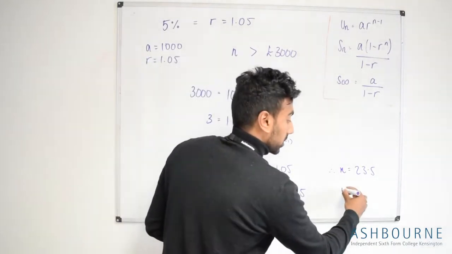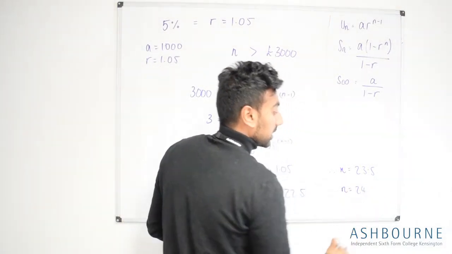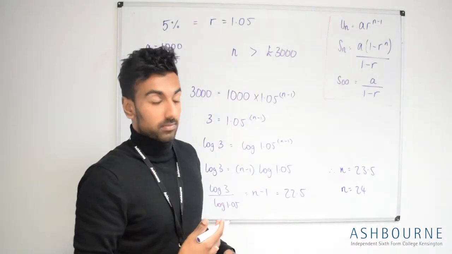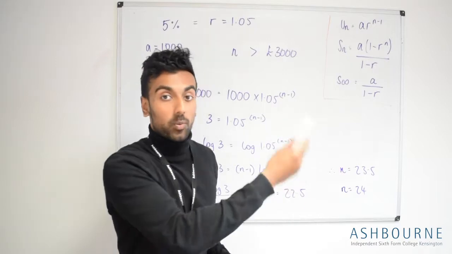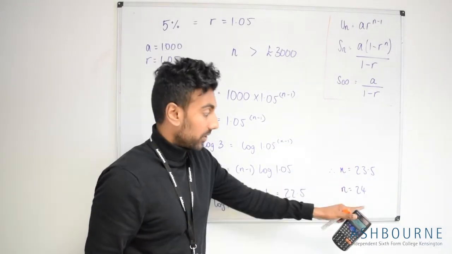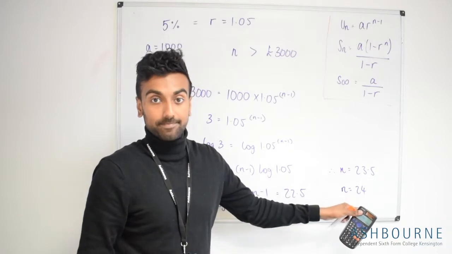Well, that's going to be the 24th year. In the 24th year, I will have exceeded £3,000. At the start of my 23rd year, I won't have. But halfway through, it does. So at the start of the 24th year, that would be my answer.